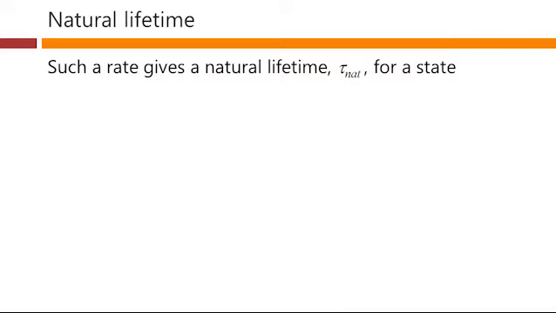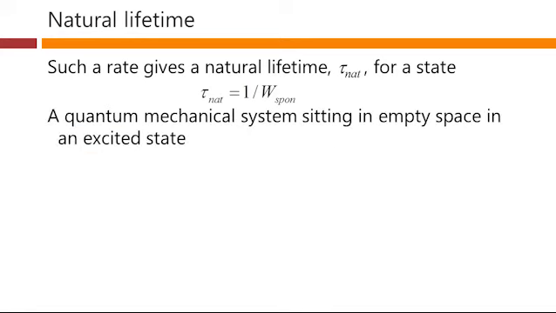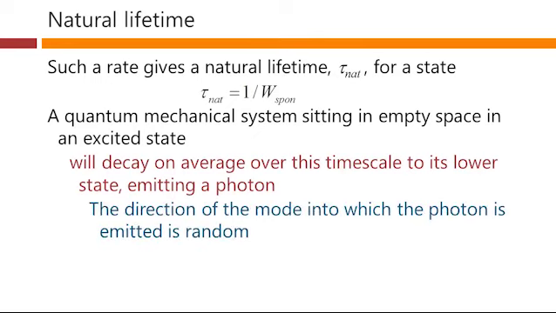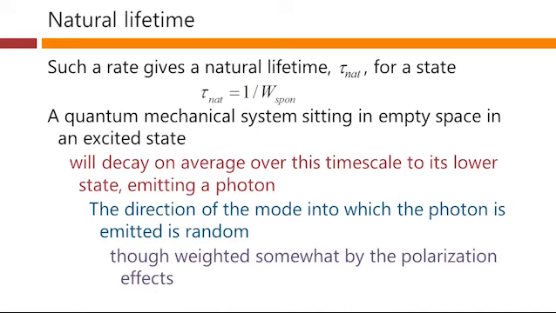Such a rate gives a natural lifetime, sometimes called tau or tau natural here, for a state. And that is just 1 over the total transition rate. So a quantum mechanical system sitting in empty space in an excited state will decay on average over this time scale to its lower state, emitting a photon. The direction of the mode into which the photon is emitted is random, although it is weighted somewhat by the polarization effects that we have taken account of in our derivation here.